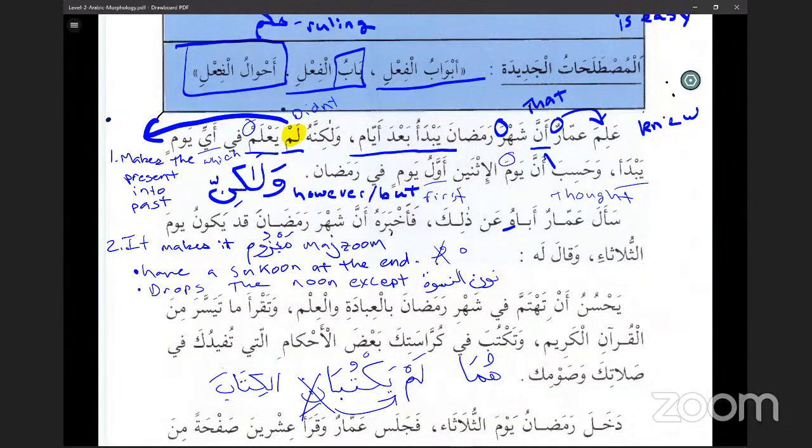طيب. So let me erase some of this clutter here because I see it's getting packed with words and it's starting to look like Admir's notebook.